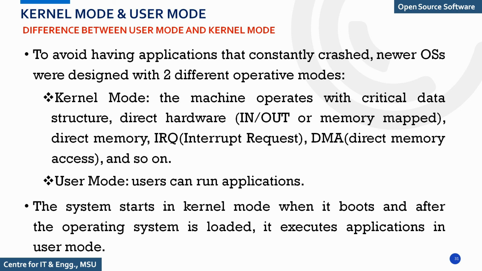Next, user mode. Users can run their applications in this mode. The system starts in the kernel mode when it boots, and after the operating system is loaded, it executes the application in the user mode. In every computer, in Windows also, there will be a kernel mode. When the system starts, the kernel mode is turned on, and it will be running in the background. Once the operating system is loaded, the user mode comes into place. And once the system is shut down, the kernel mode also will be turned off.